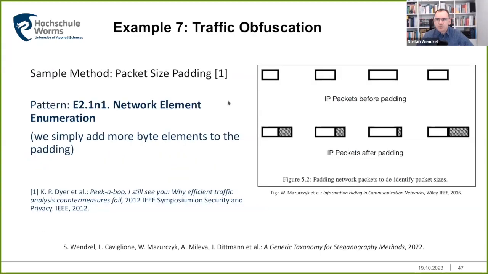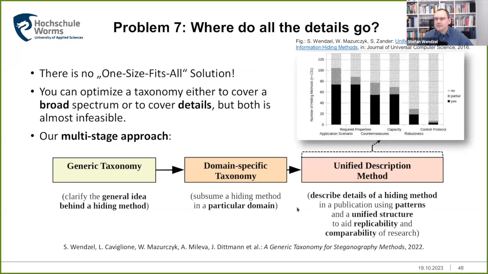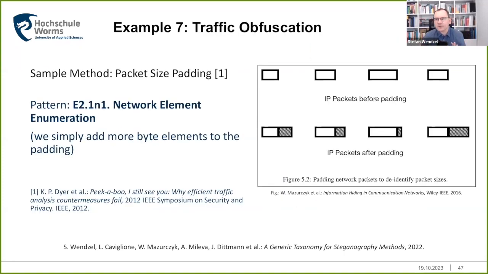Traffic obfuscation does also work. So the example that I've shown you with the packet padding is network element enumeration, because we add more bytes, padding bytes. So we enumerate the padding bytes in this sense. And yeah, these examples, I think, show that the taxonomy is quite nicely applicable to several domains.